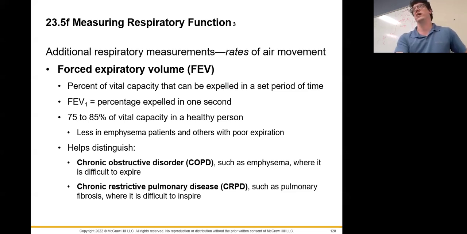That pushing out the rest of your air is going to help us distinguish folks that have chronic obstructive pulmonary disorder. Okay, so COPD, things like emphysema, because those folks are going to find it difficult to expire. Folks that have restrictive things like pulmonary fibrosis, where their lungs have gotten hard, these folks are going to find it difficult to inspire. Okay, smoking can actually lead to both of these. Another reason why it's bad to smoke. Have I hammered that point enough that it's bad to smoke? I hope so.